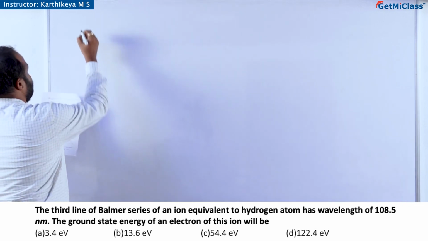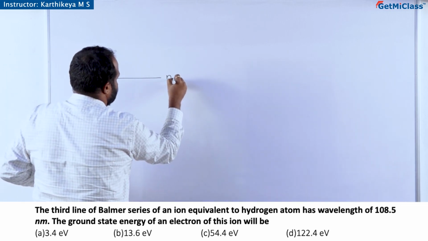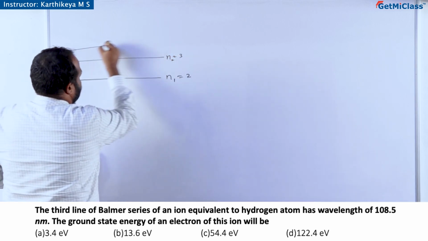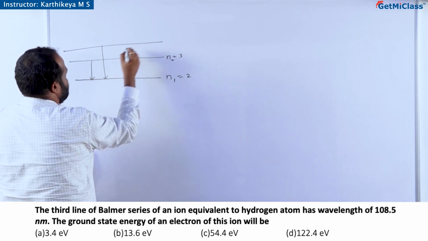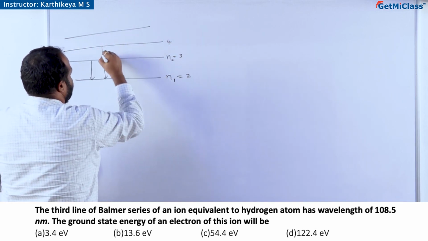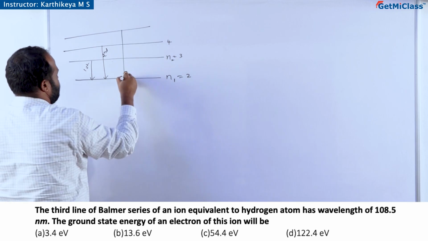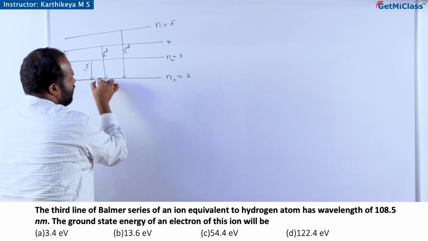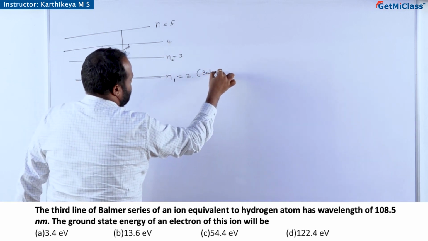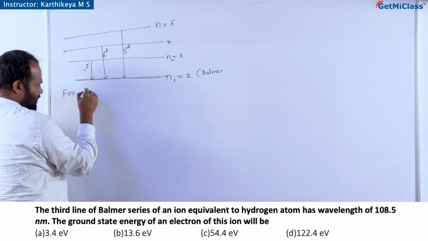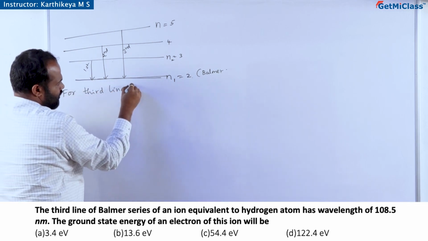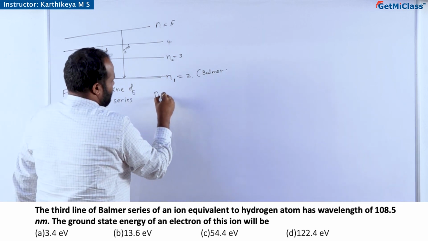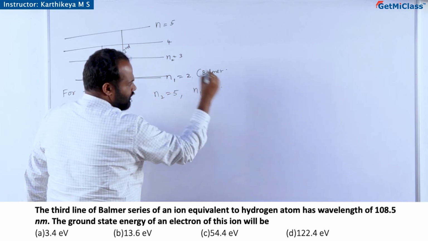For the third line of the Balmer series, n1 is 2. The first line is from 3, the second line is from 4, and the third line is from n equal to 5, and obviously they should end at 2 only. So for the third line of the Balmer series, n2 is 5 and n1 is 2.